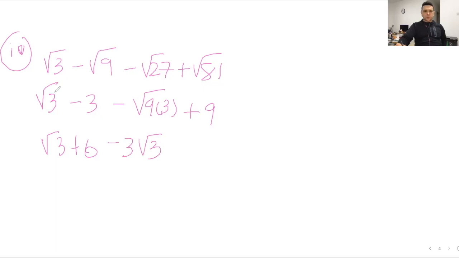All right, so this comes here, negative 3 and 9. That'll be positive 6. And then this simplifies to negative 3 times the square root of 3. And then these two have the same radical, so I can combine them. So negative 3 plus 1, so that'll be negative 2 times the square root of 3.